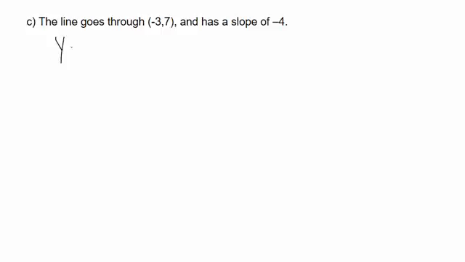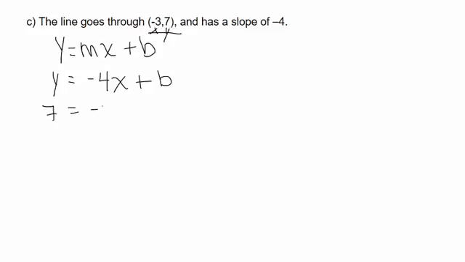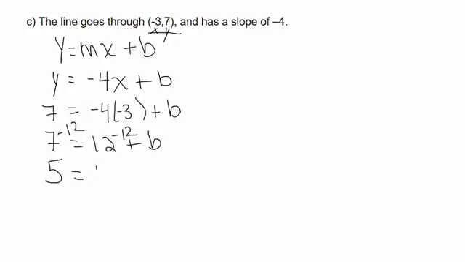So we want to put it into y equals mx plus b form. Let's plug in what we know. So we know our slope is -4, so we'll plug that in for m. Now we still need to get a value for b. So to do that, let's plug in our point. Let's plug in x, and let's plug in y. So we can plug in 7 for y, and -3 for x, and now we can find b. Subtract 12 from both sides, and we're left with b is equal to 5.